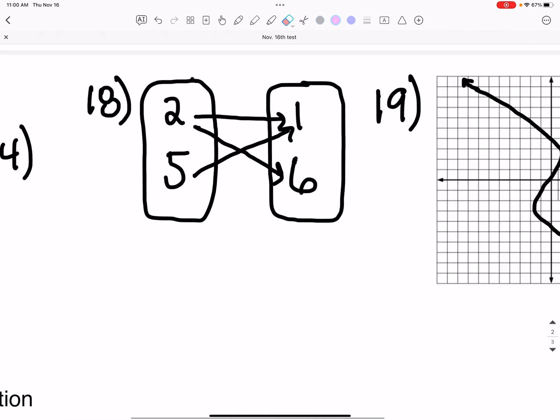And this one, not a function, because what happens when I hit 2? Is 1 going to happen or is 6 going to happen? Don't know, not a function.